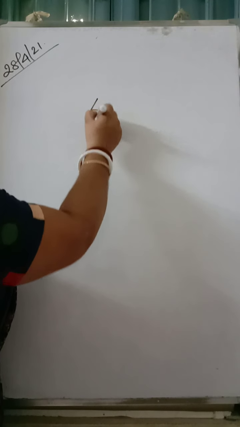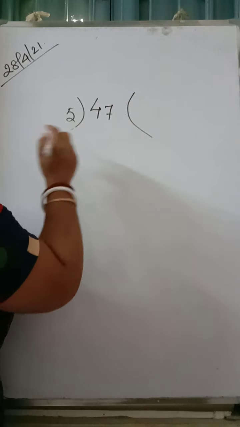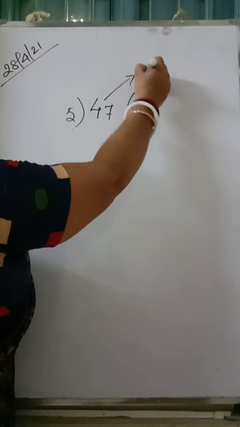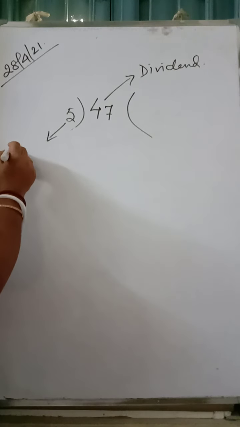Yesterday we have completed word sums from exercise 5.3. Next we have division. Now the word division, you are aware of it, is it? Here we have the number which is divided. Just for example, if I take the number 47 divided by 5, now this 47 is known as the dividend, is it? This 5 is known as the divisor.